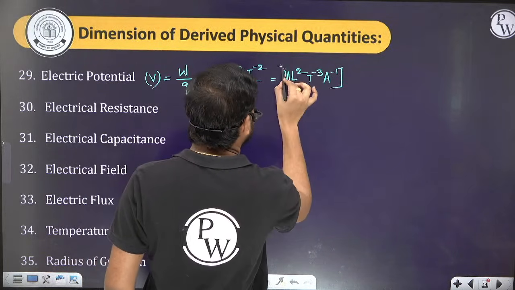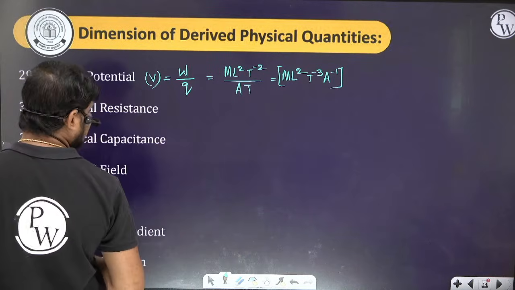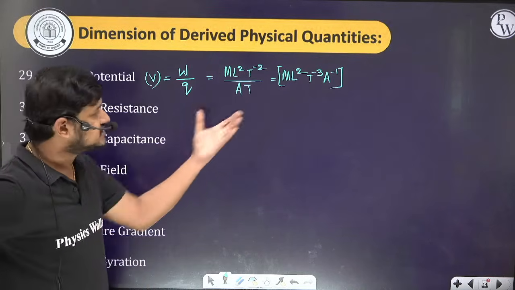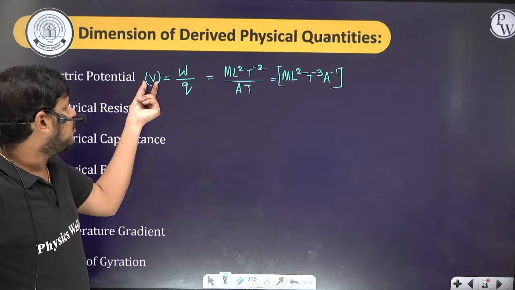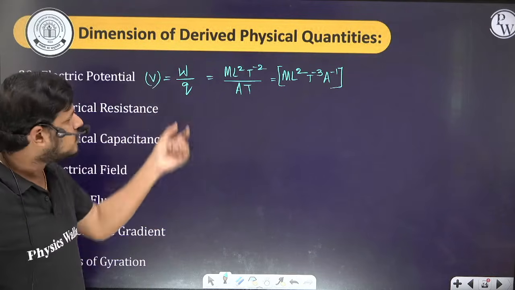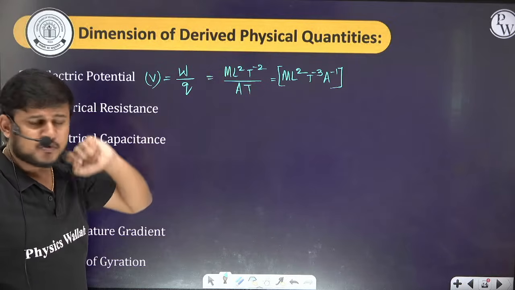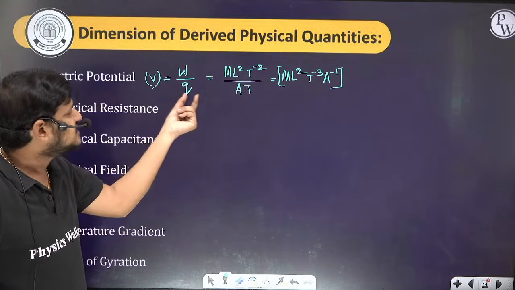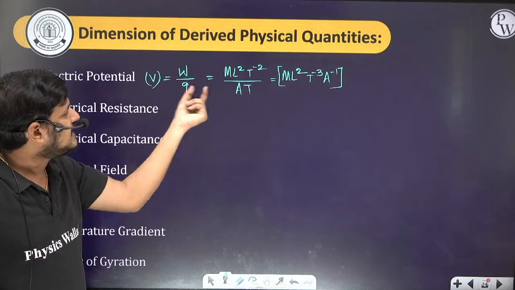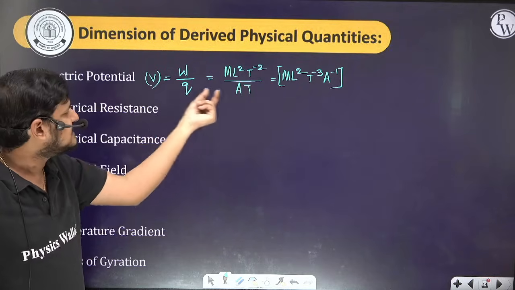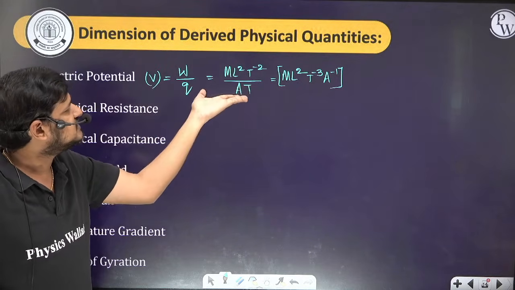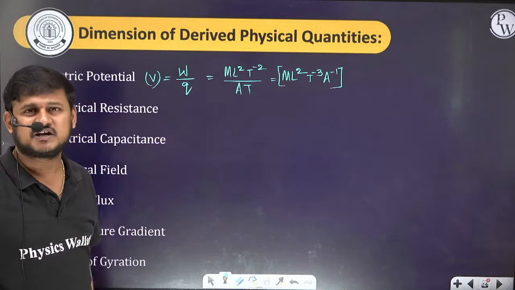So is everyone clear with the electric potential units and dimensions? It is just the basic formula, work done per charge, the work done in bringing the charge. Work done is M L square T to the power minus 2, divided by charge, which is current into time, I into T, which is A and T. So just send these two terms to the denominator part.